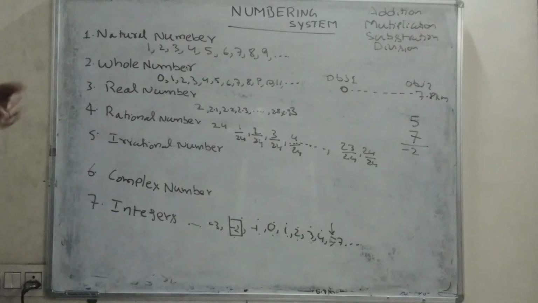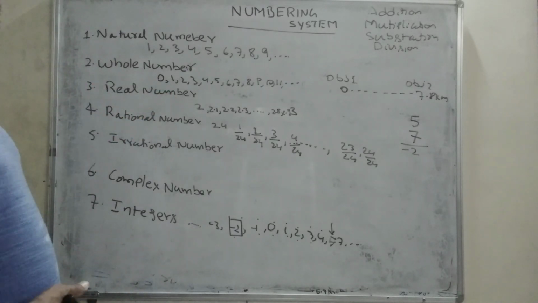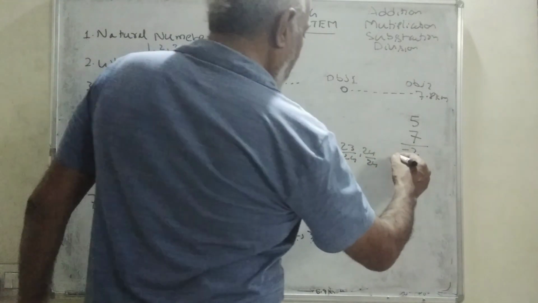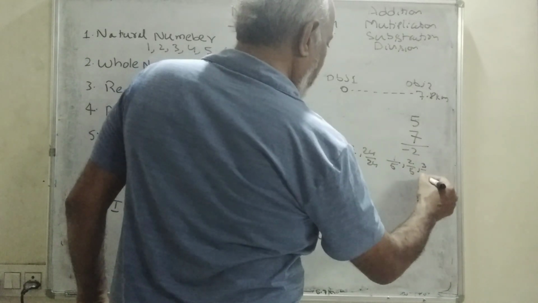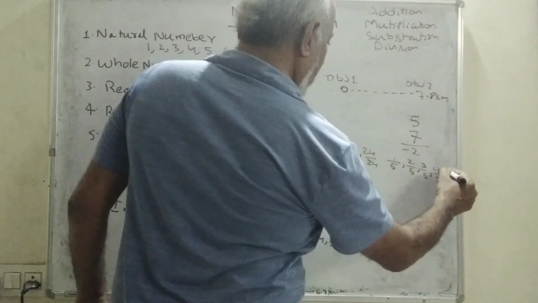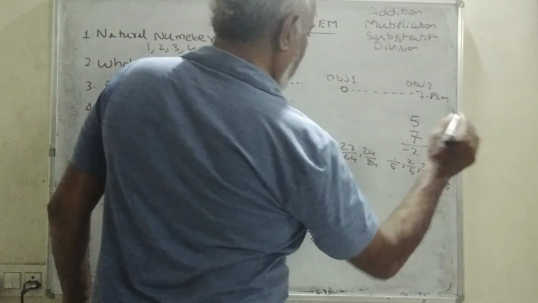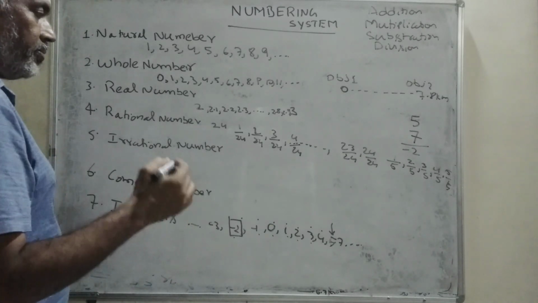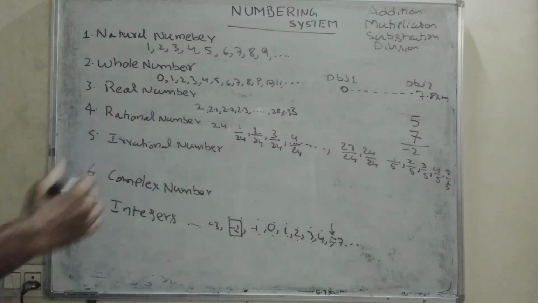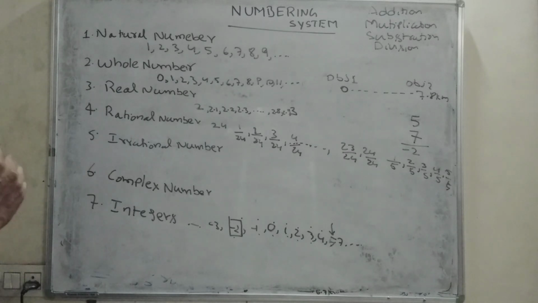Now the rational number has a numerator and denominator. So if you take, for example, 5: 1 by 5, 2 by 5, 3 by 5, 4 by 5 and 5 by 5. 5 by 5 will give a value of 1. These are rational numbers.